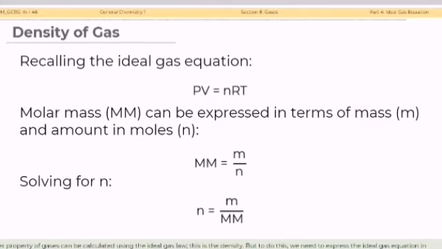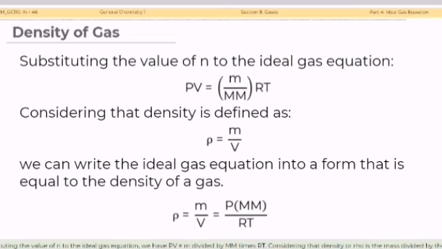Another property of gases that can be calculated using the ideal gas law is their density. To do this, we need to express the ideal gas equation in another form, in which mass is included in the equation. Let us recall the definition of molar mass, which is the mass divided by the number of moles of a substance. Solving for n, we have n is equal to mass divided by the molar mass.